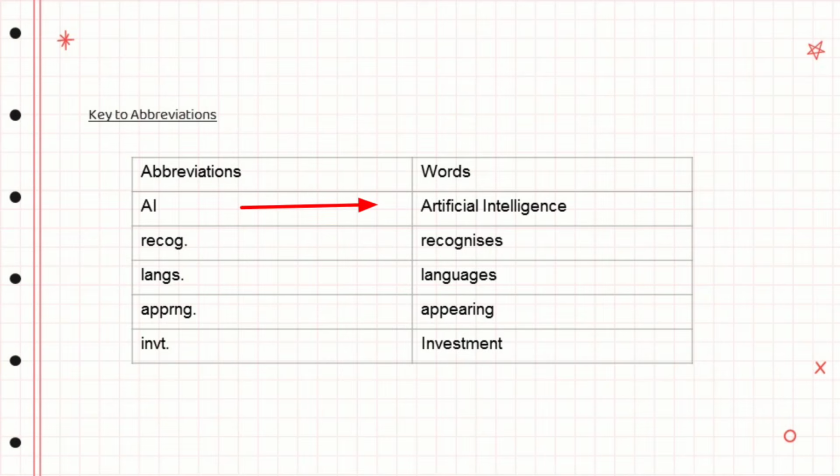So you see in the first one, I've only used the first initials of the word. In the second one, I've taken the initial part of recognizes, and the third one goes langs, that's the languages. So again, the first part of language and S. Then appearing, the vowels have been removed, and investment, just the beginning and the last letter has been used. So these are the different ways in which abbreviations have been created in this particular note making.